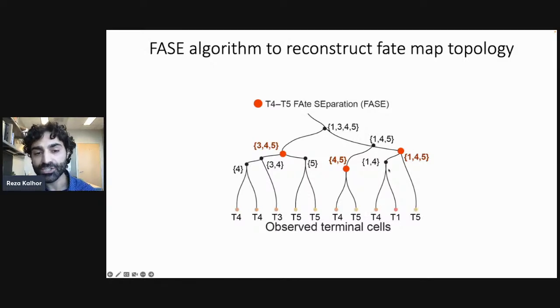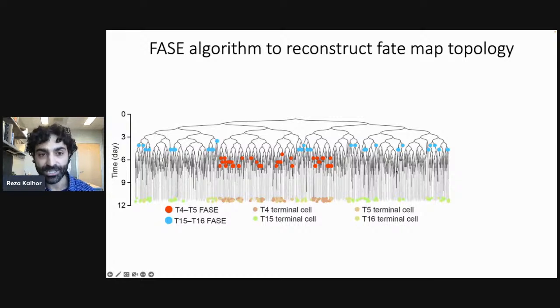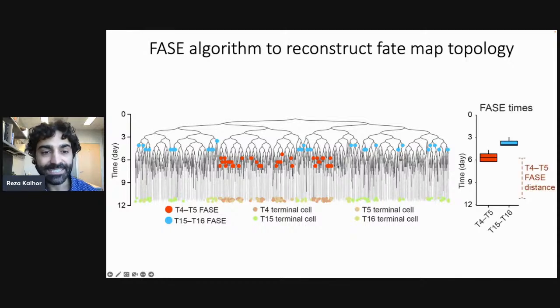It also shows a separation between 1 and 5, but I have only labeled here the nodes that indicate separations between 4 and 5. Now, when you look across the entire phylogenetic tree, these are those orange nodes showing T4, T5 phases. I have shown phases for another pair of terminal cell types. And basically, we can define a distance based on average, where these are seen relative to the leaves of the tree. We call this the phase distance between 2 terminal cell types.